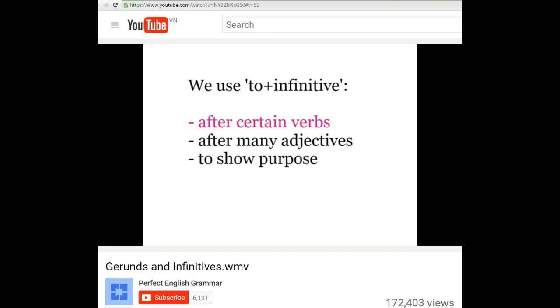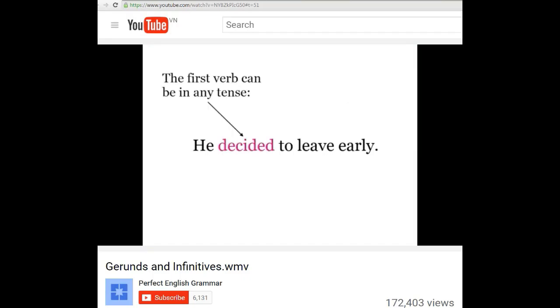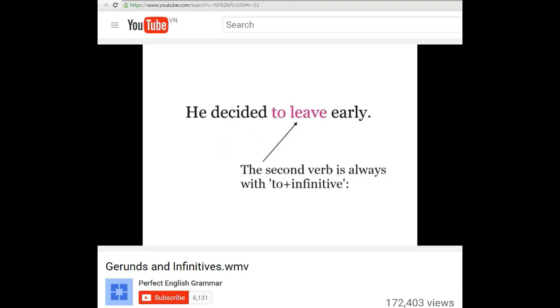Let's look at after certain verbs. It's the same as with the gerund. For example, let's look at the sentence, he decided to leave early. The first verb, decide, can be in any tense. The second verb, after decide, is always with to and the infinitive.